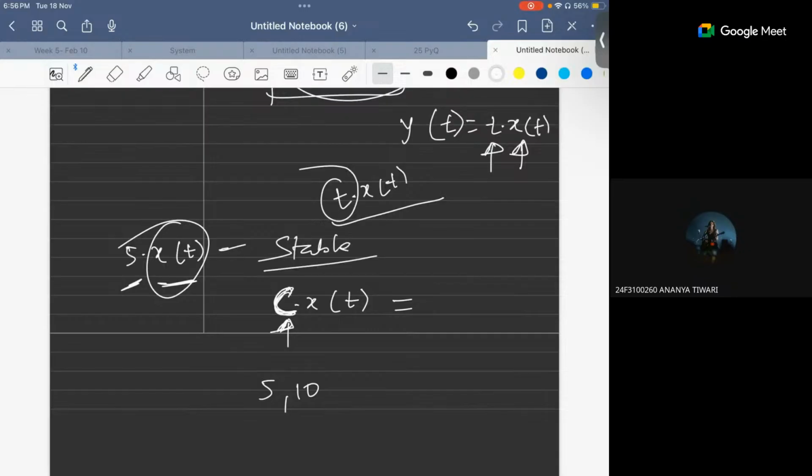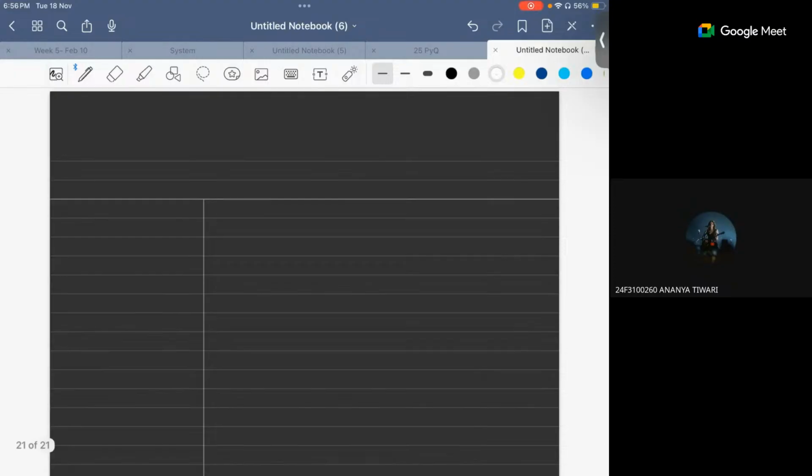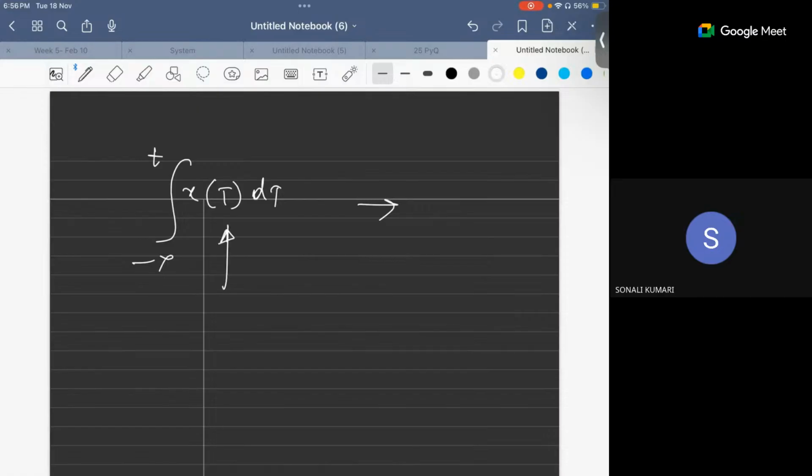Any other doubt? Anyone? Sir, can you take the integration question? Okay, let's deal with that. Let's for example take the integral of x of tau d tau. What do you think? Is it stable or unstable? Not stable, for sure. Take xt as some bounded input, say ut, the unit step, which is bounded, right? If you integrate the unit step, what will happen?